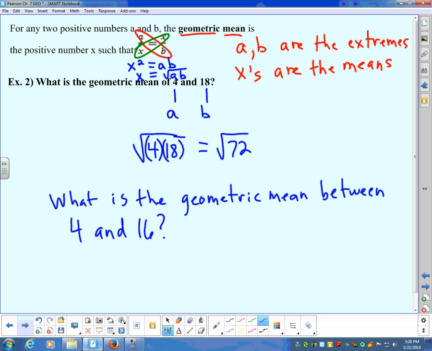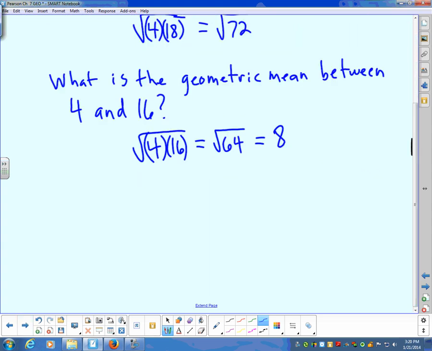So the geometric mean of these two numbers would be the square root of 4 times 16. Well, 4 times 16 is 64, so the square root of 64 is 8. So what I'm saying is the geometric mean between 4 and 16 is 8. Well, it's not the middle in terms of like a midpoint, like we know that's the arithmetic mean, but it is a middle in a sense, because to go from 4 to 8 we multiply by 2, and to go from 8 to 16 we multiply by 2.